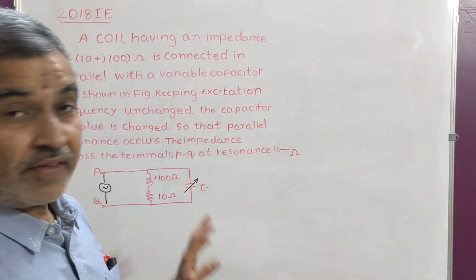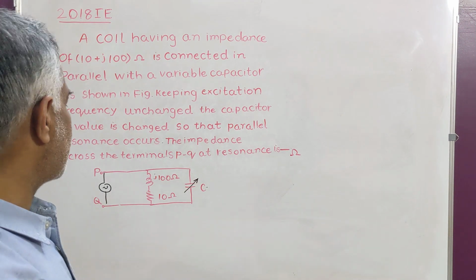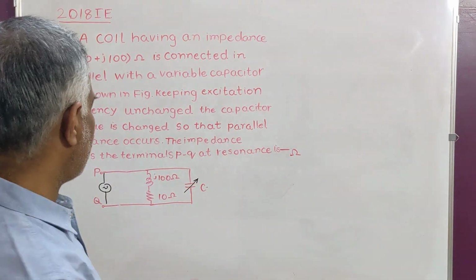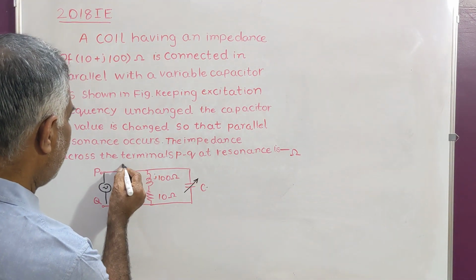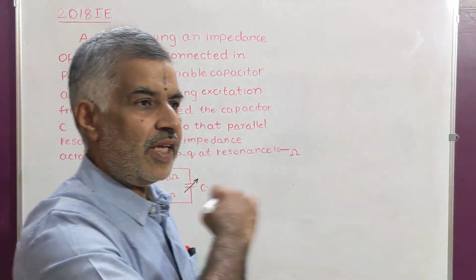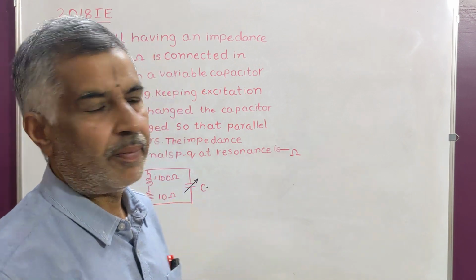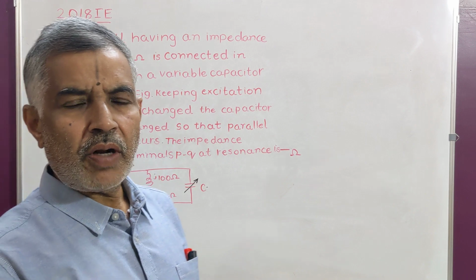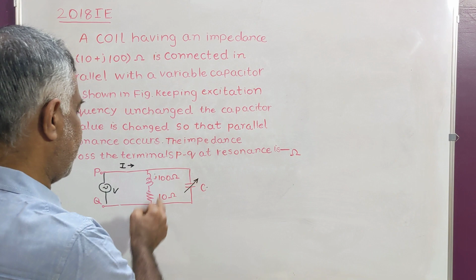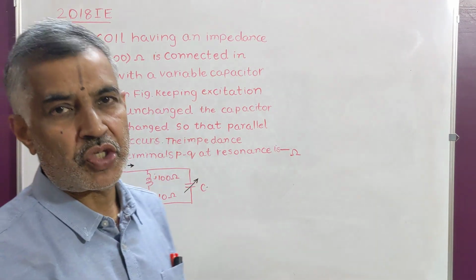So this is parallel resonance. It is also called anti-resonance. First you understand what is resonance. When resonance takes place, this current I will be in phase with this voltage. So V and I lie on the same axis. That is, zero phase difference between V and I, that is resonance. Under what condition does resonance occur? At resonance, what is the impedance offered by this circuit to this source? That is the question.